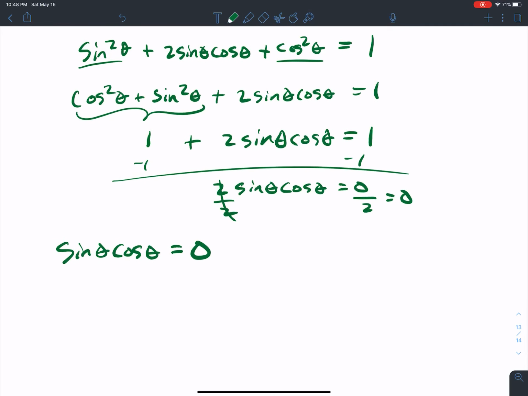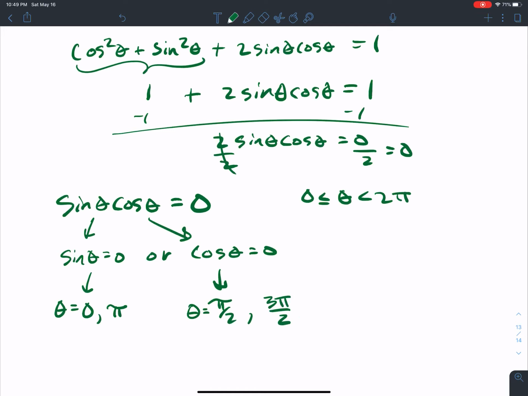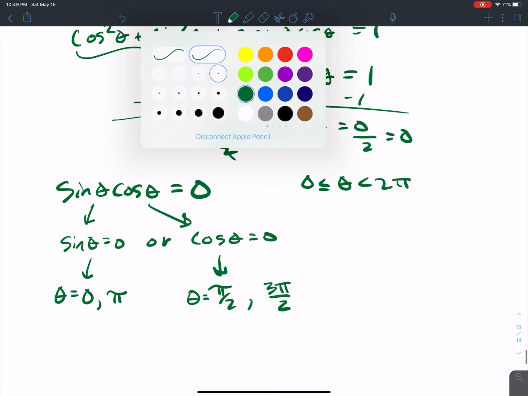Now, using the zero factor property, that means either sine theta equals 0 or cosine theta equals 0. And so from 0 to 2 pi, this is going to be theta equals 0 and theta equals pi. This one is going to be pi over 2 for theta and 3 pi over 2. So since we squared everything, we're going to have to check it to see if it works or not.